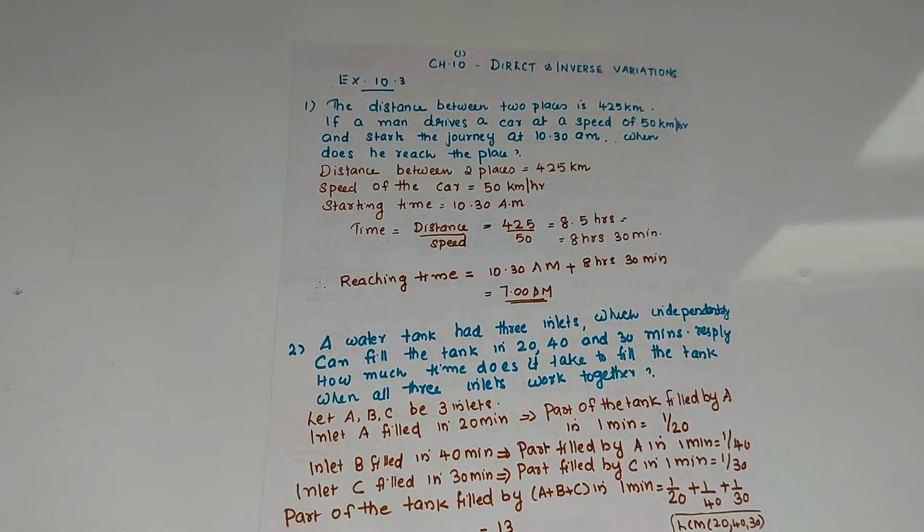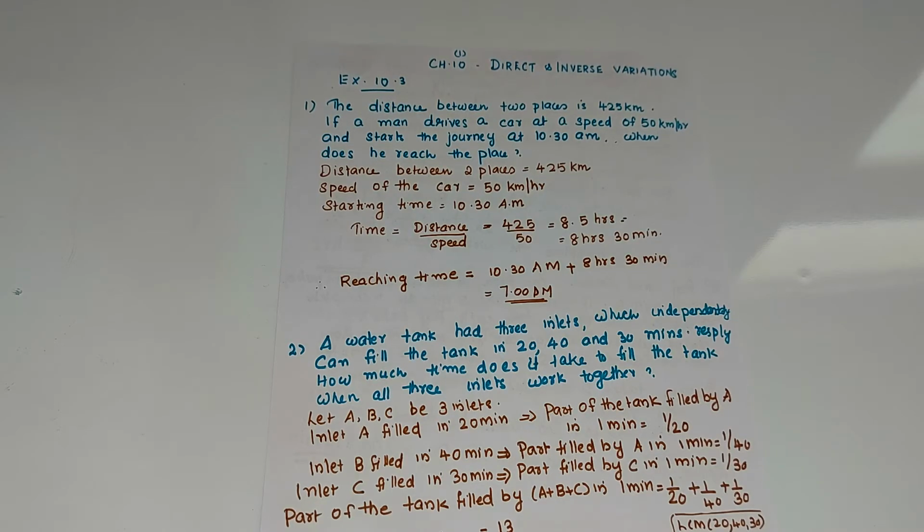First question, the distance between two places is 425 km. If a man drives a car at a speed of 50 km per hour and starts the journey at 10:30 am, when does he reach the place? So here the distance between two places is given and a man drives a car at a speed of 50 km per hour and he starts his journey at 10:30 am. And our question is, when does he reach the place?